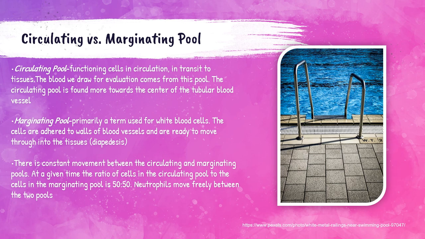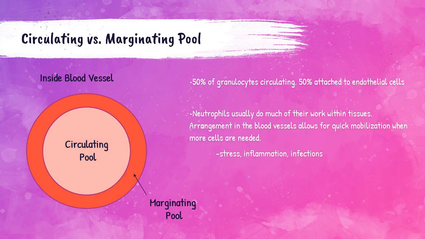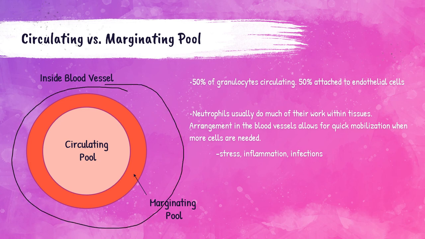The next slide gives you a picture example of this. All right, so here's this picture example. It gives you an idea about the location of each pool. This here is a picture representation of the inside of a blood vessel. The circulating pool here is where a venipuncture collection is going to be taking blood from.